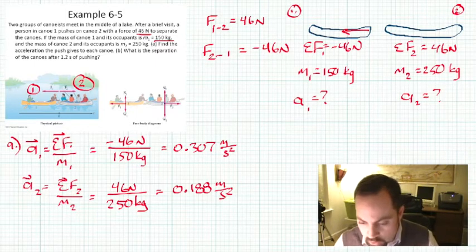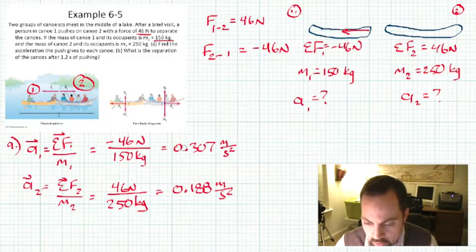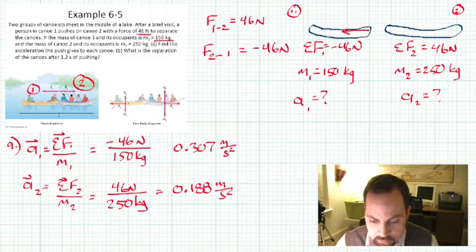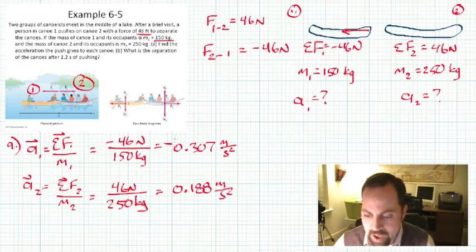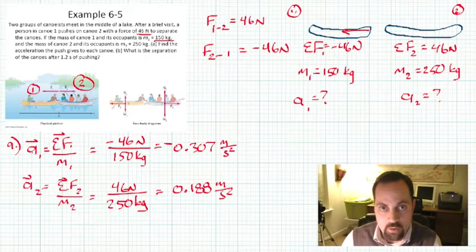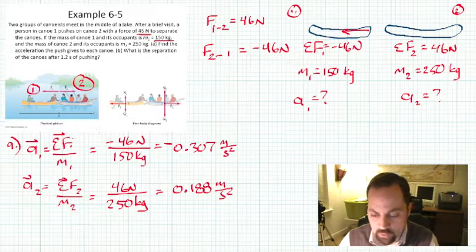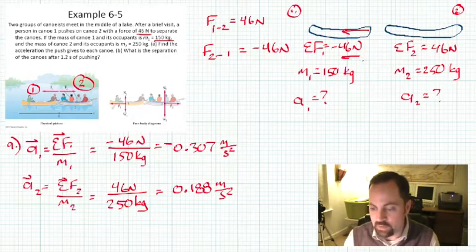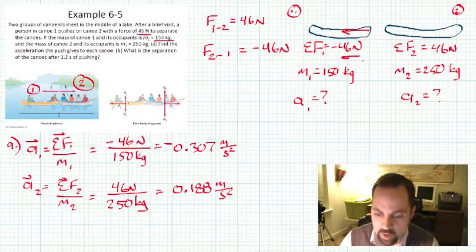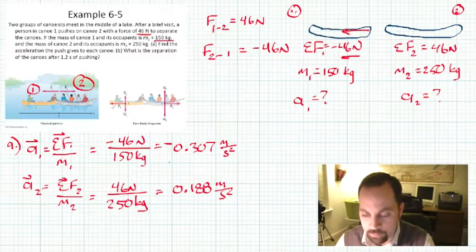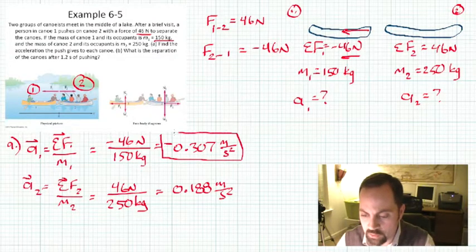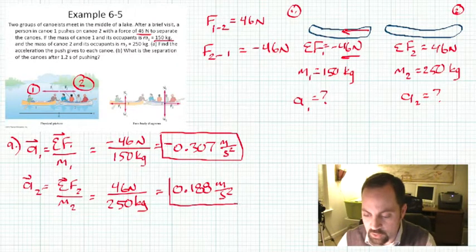Okay, now look at this acceleration here. One thing I didn't do in part one was add this minus sign here. That's my bad, because if the net force on canoe one is in the negative direction, then since that's a vector and the acceleration vector is dependent upon that, the acceleration is going to be in that negative direction as well. A negative force creates ultimately a negative acceleration. So we have a negative acceleration on canoe one, we've got a positive acceleration on canoe two.